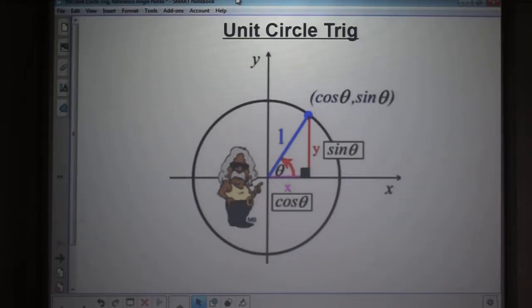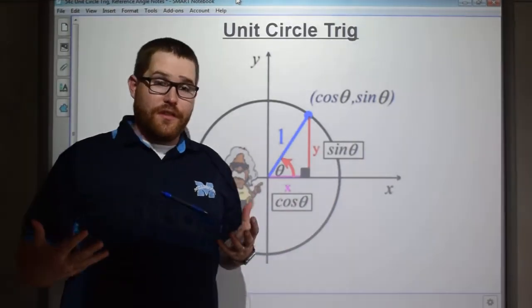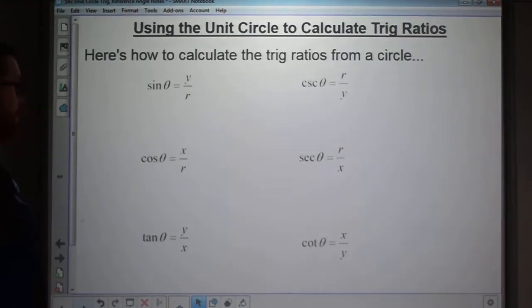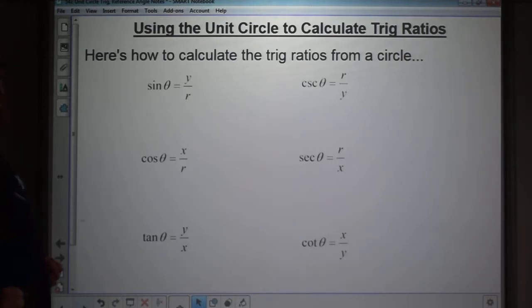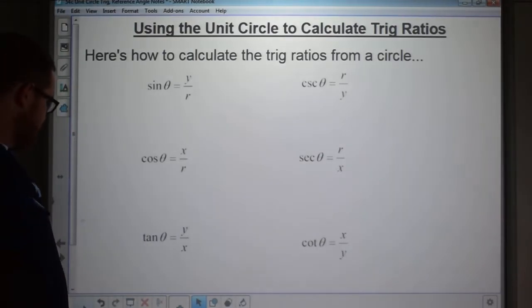Hello everybody. We talked about the unit circle in the last set of notes. Today we're going to actually do some trig with it. These are the ratios that you should know for sine, cosine, tangent, secant, cosecant, cotangent on a circle. You don't have to memorize these though because there's a little shortcut.